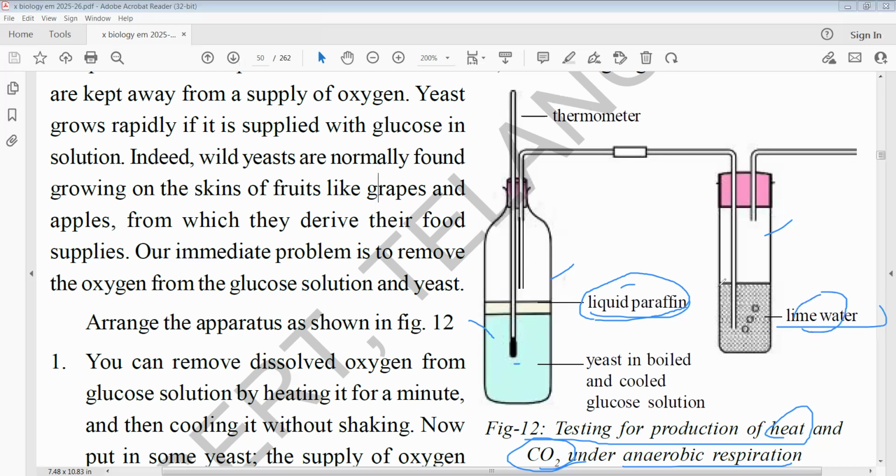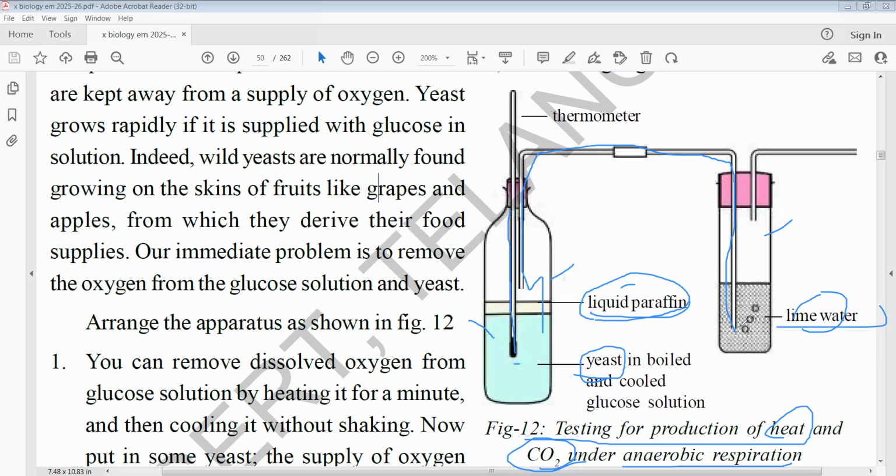Now, what's happening in this entire setup? Yeast undergo anaerobic respiration. During anaerobic respiration, heat is liberated, so the mercury level in the thermometer increases. Whereas during anaerobic respiration, yeast produce carbon dioxide. It leaves and enters these tubes, and finally this carbon dioxide moves into the lime water test tube.